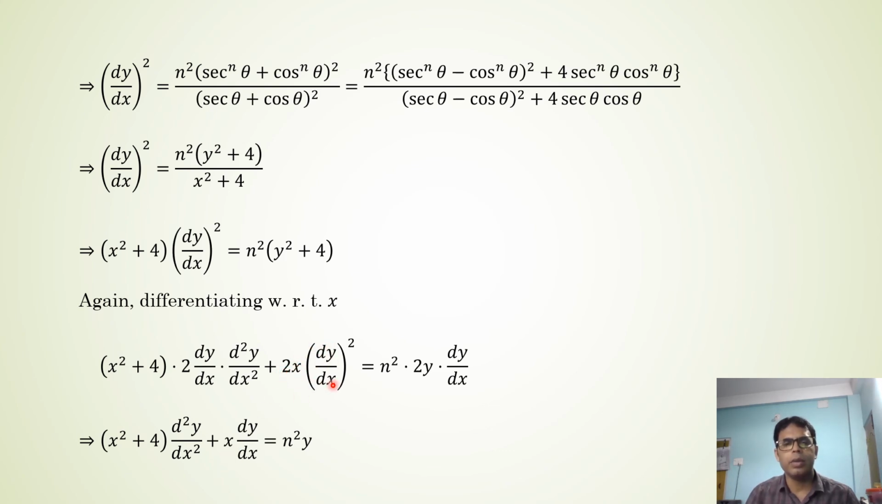Plus this x is here and 2 is cancelled, dy dx is cancelled, so it is simply remaining dy dx, and on the right side n square is there and 2 is already cancelled and y into dy dx cancelled, remaining only y, so it is simply n square y, and that is the answer for the question.